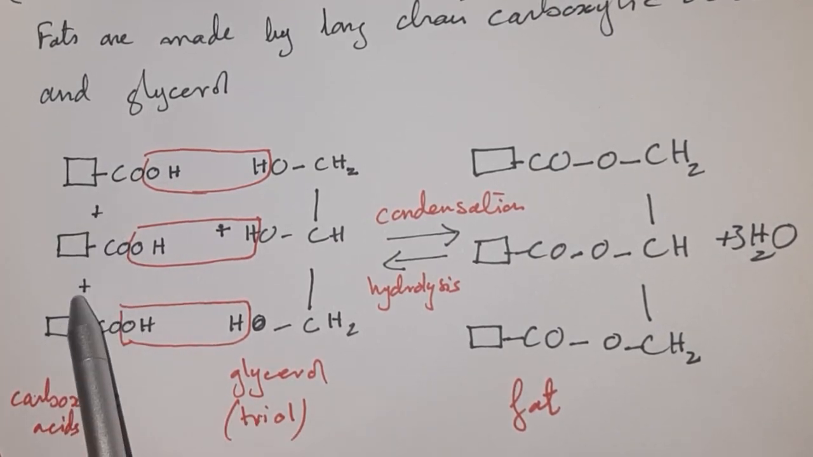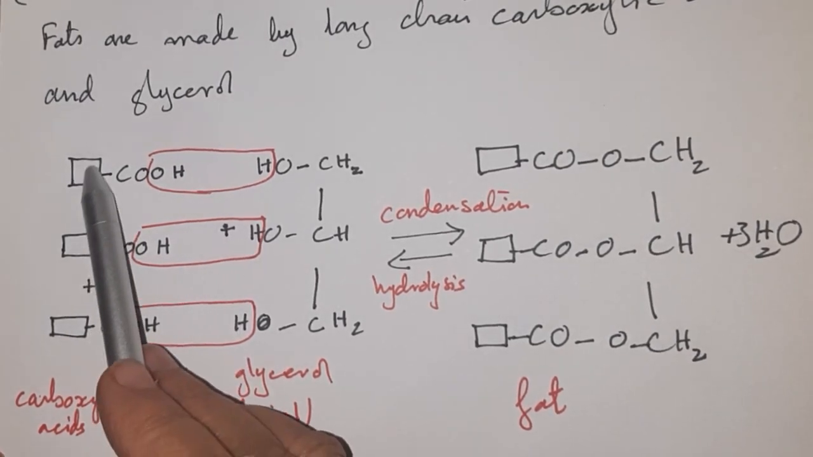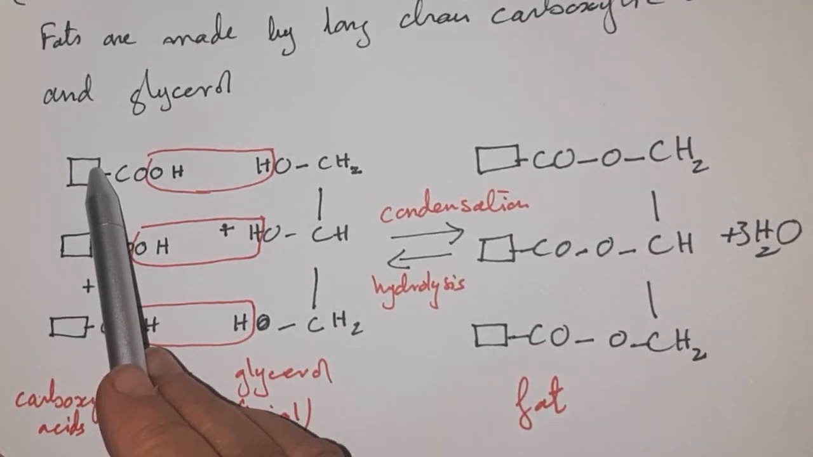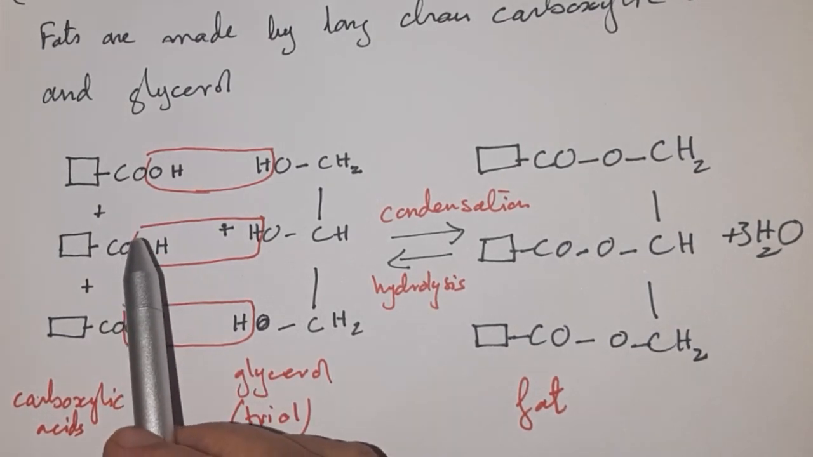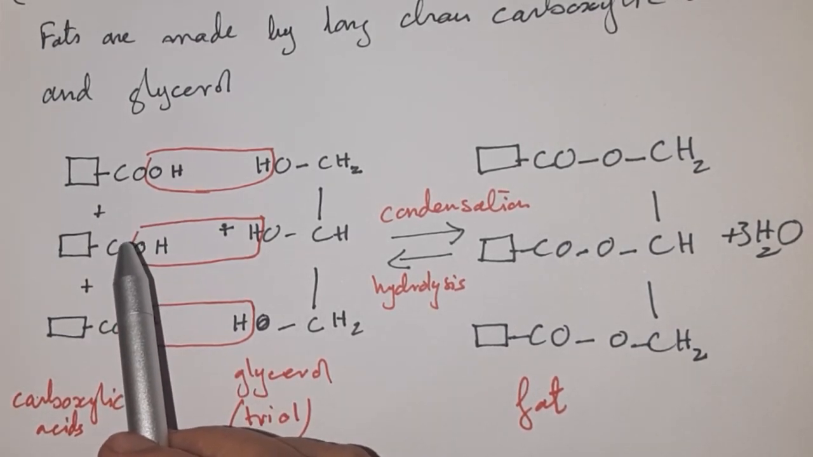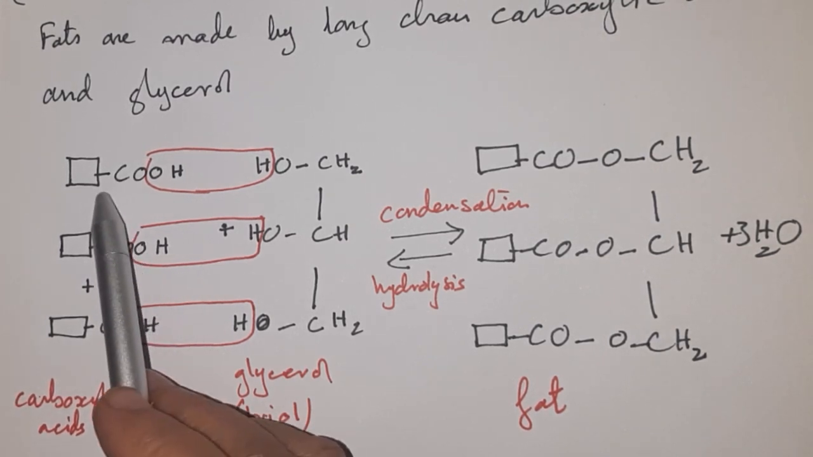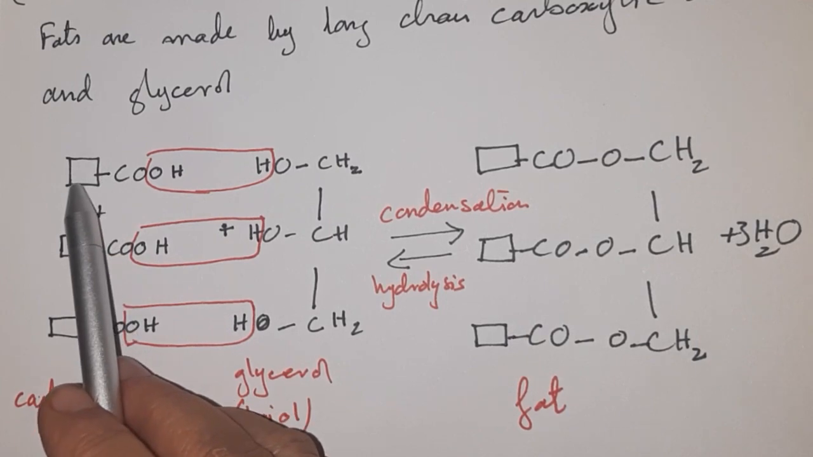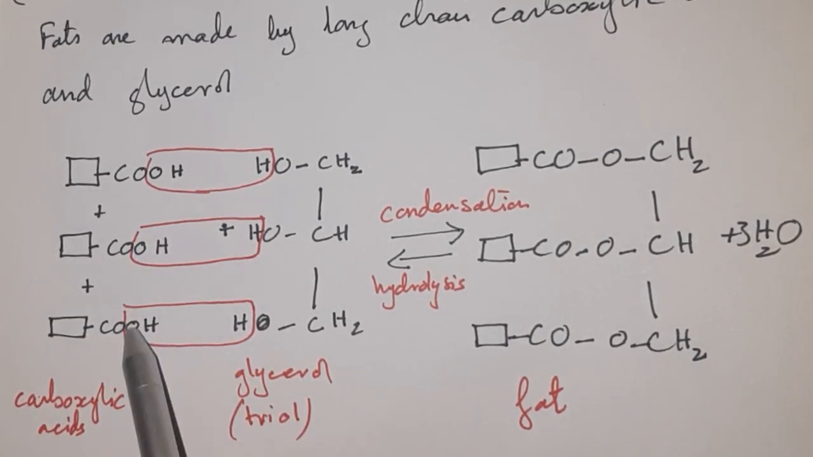I have written plus in between because these are separate carboxylic acids, and I have drawn these rectangles which are going to show the large number of carbon atoms in the chain, which can go to C17, C33 and so on and so forth. So there is no need to draw all that. We just have to look at the carboxylic group.